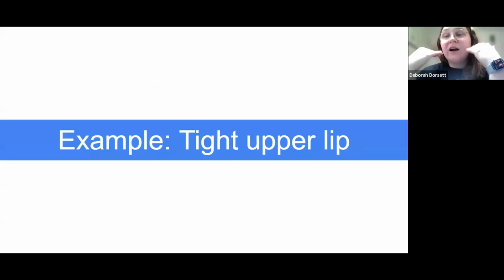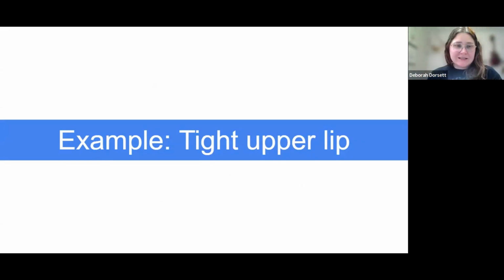Okay? The child with a tight upper lip, if they were going to take, let's say, a drink of something, and you're already sort of suspicious, you're like, okay, I felt some tightness there. I watched how they move their lips in the passive and active phase, and I really feel like that tight upper lip might be part of what's impacting them. Let me watch how they drink.